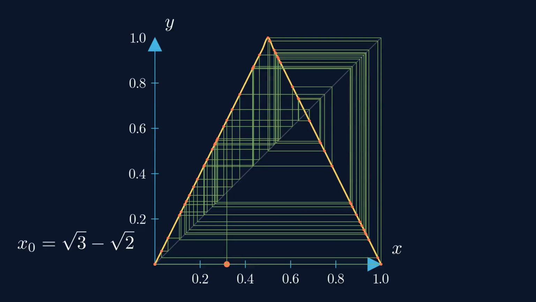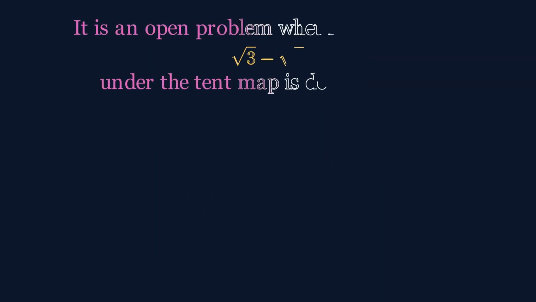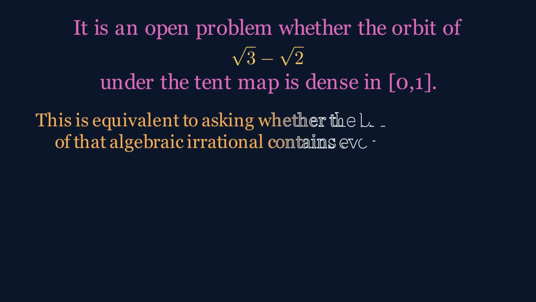Yet, it is still an open problem to determine whether the orbit of √3 minus √2 is dense or not. This pattern is similar for all irrational numbers. The red orbit dots shown in the video have 200 points. For more such orbit points, they are seen to spread out over the entire phase space, suggesting the denseness of the orbit, and yet the problem is still an open problem.